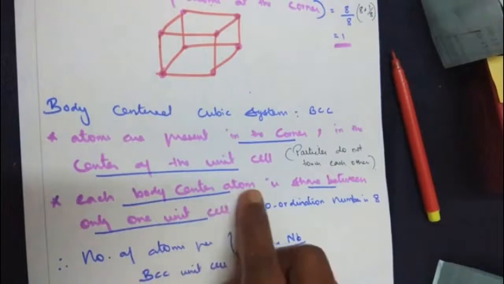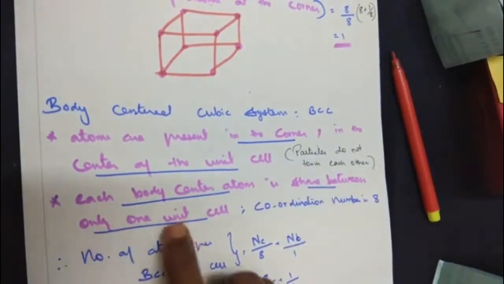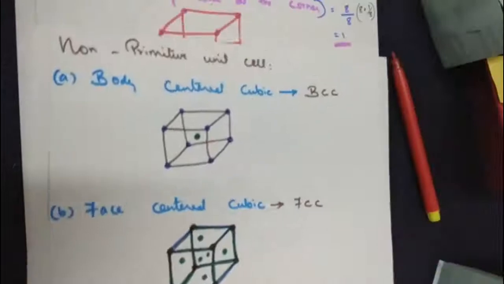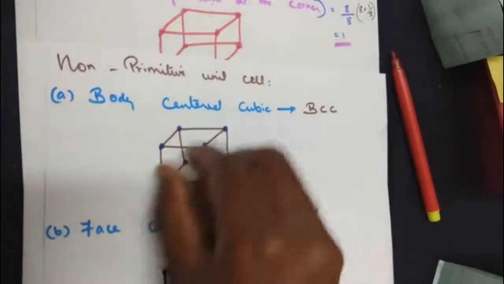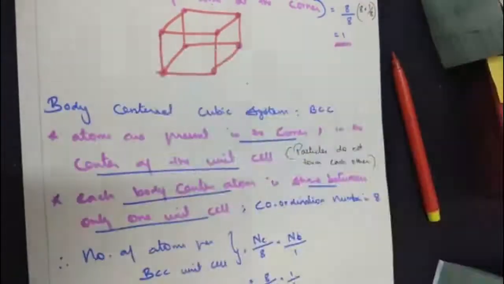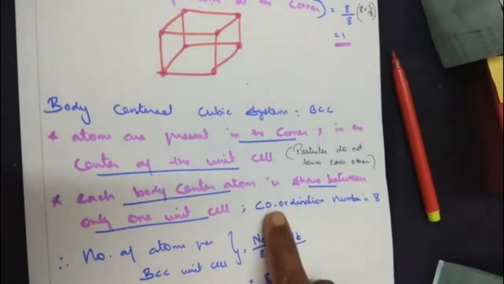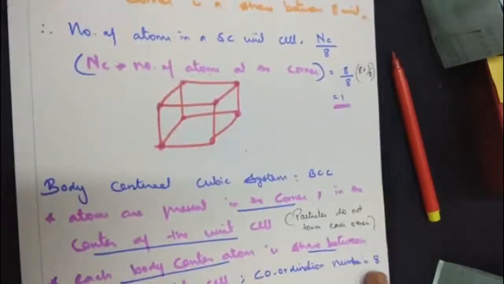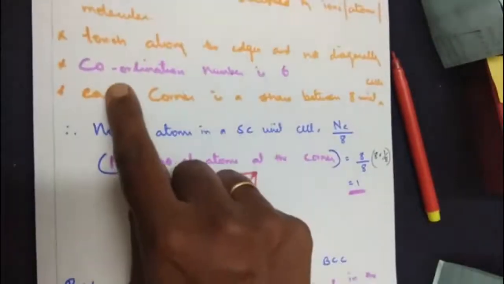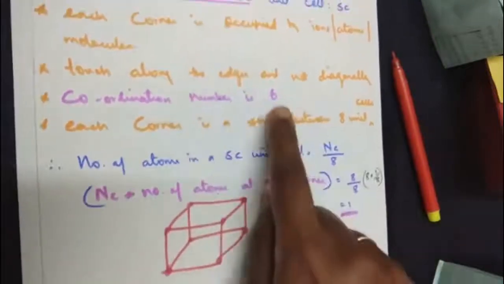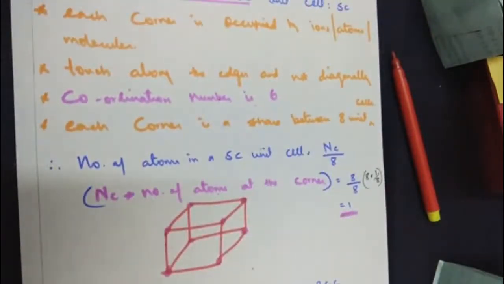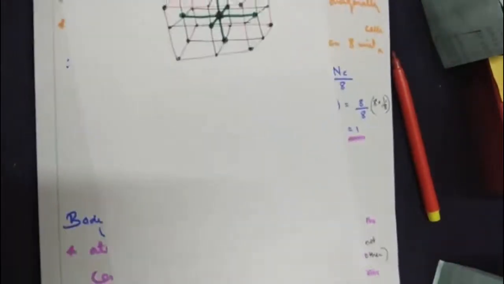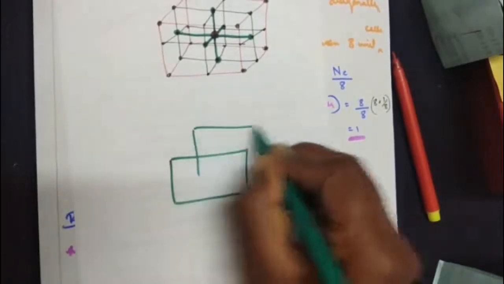Each body-centered atom is shared between only one unit cell. That's what I've told you in the structure. It is shared only within the unit cell, not outside the unit cell. The next point is coordination number. You understand the coordination number is 6 for simple cubic. You understand the coordination number for a primitive unit cell and how to calculate it. Now in terms of this explanation, we will see the coordination number for body centered. If I draw the structure.